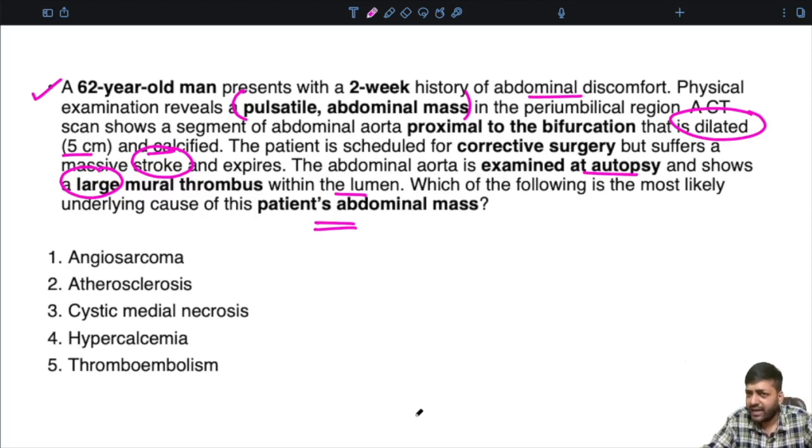So more or less they were asymptomatic. On physical examination, you can see the pulsatile abdominal mass in the periumbilical region. A CT scan is showing a segment of abdominal aorta which is approximately 5 cm dilated and calcified.